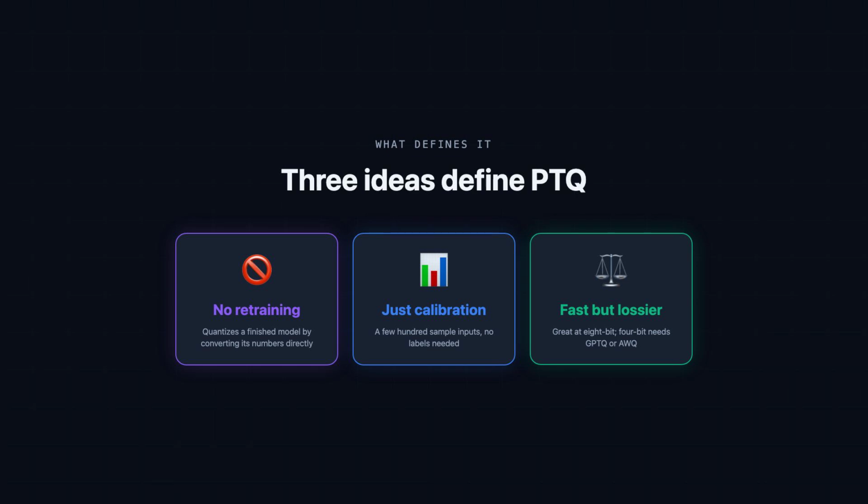It is quick and easy, but it loses more accuracy at very low bit widths. For 8-bit, it usually stays nearly intact. The trouble is 4-bit and activations, which have wide, outlier-heavy ranges that are much harder to quantize than weights. That is where advanced methods like GPTQ and AWQ earn their keep, using per-channel scaling and error compensation.